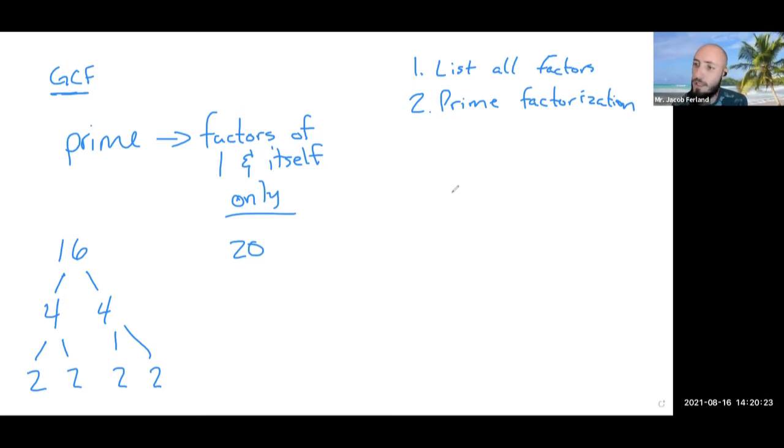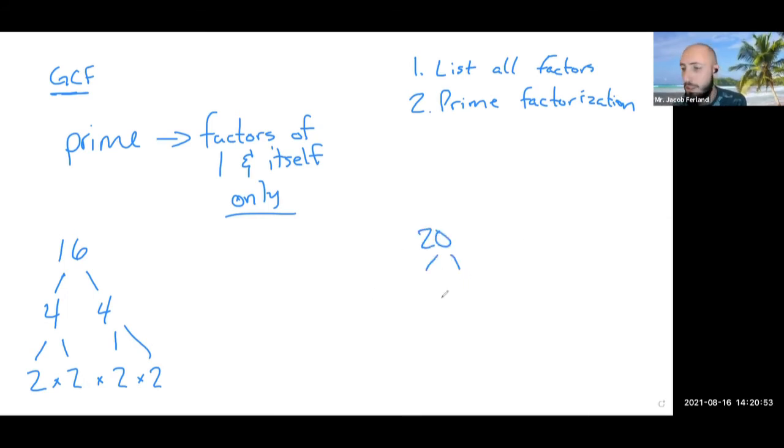Now 2 is a prime number. It only has factors of 1 and 2. So this is reduced to its prime factors. 16's prime factorization, what we call it, is 2 times 2 times 2 times 2. So that's the prime factorization for 16. Now we want to do the same thing for 20. And I'll do this over here so I have more room.